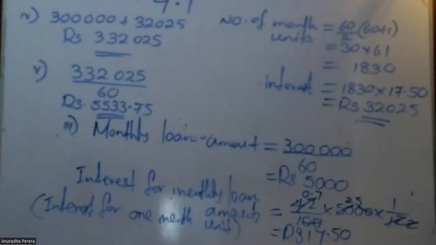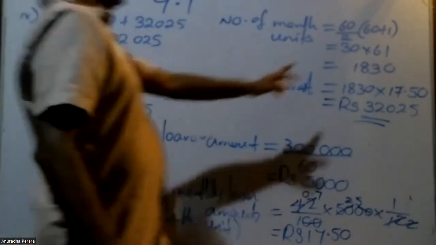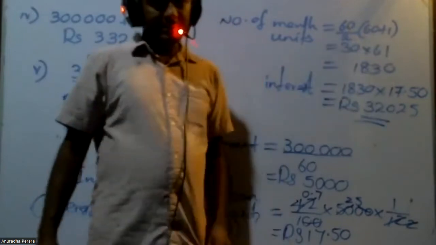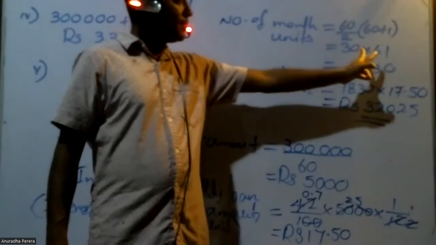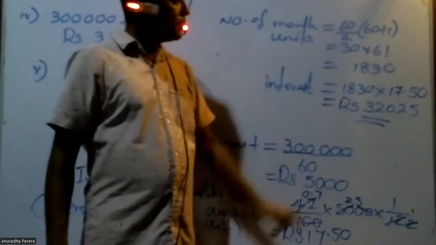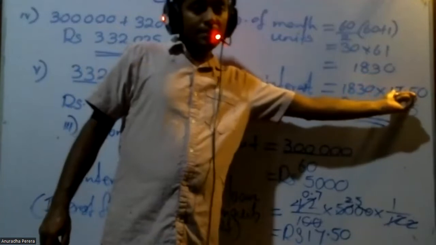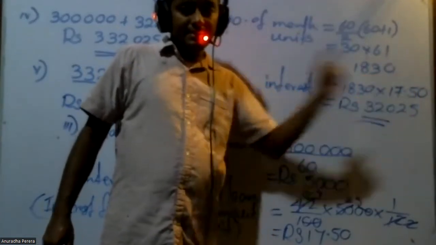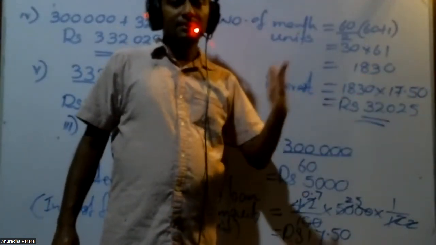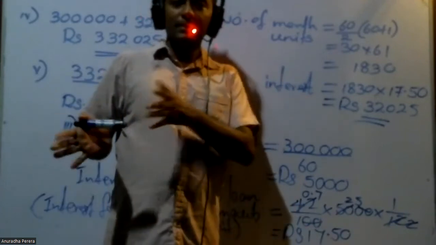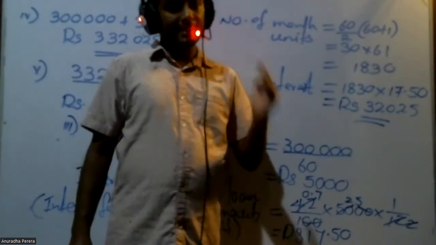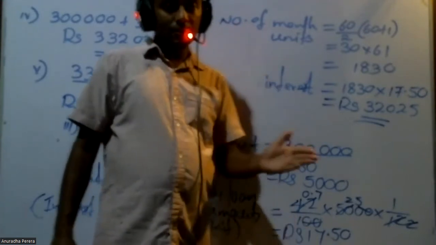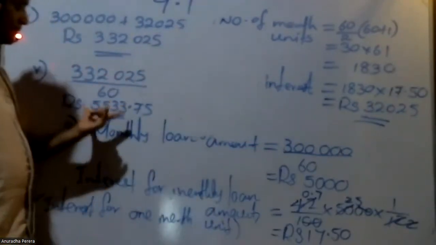Then you can determine number of month units using the formula. Then to find the total interest, take the product of number of month units and interest for 1 month unit. You can determine the total interest. Then add total interest and the total loan amount. We can determine total amount paid with interest. Divide it by number of installments. We can find value of an installment.